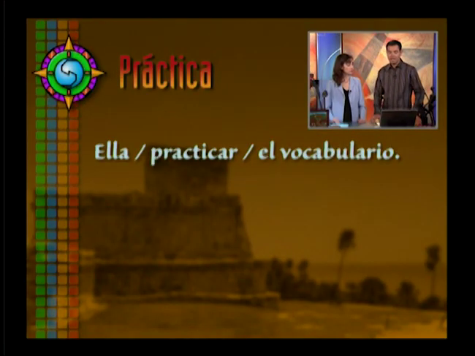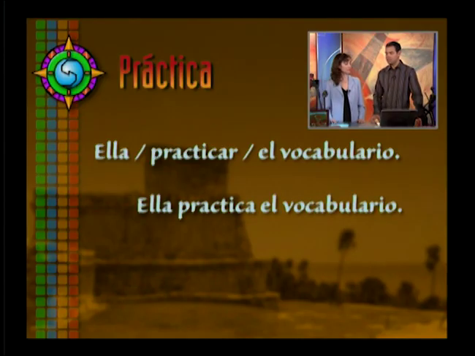Okay. So in this example, you have ella, and then practicar el vocabulario. So those are just pieces that we need to put together because that doesn't make sense yet. We need to form a complete sentence with it. And to do that, we need to, of course, conjugate the verb, which is practicar. Correcto. And it has to agree with whom? Who's the subject? The subject is ella, the person doing the practicing. Very good. So ella practica el vocabulario. Excelente.